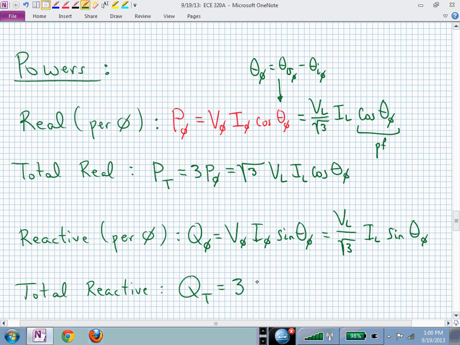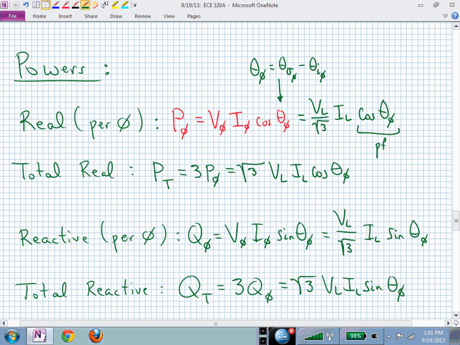This is now 3 of the per phase pieces, or that's now again this square root of 3 V line I line sine theta sub phi. And now you can see that three-phase power is like single-phase power, but now you have these square roots of 3 floating around occasionally, don't you? So it's not 3 times for the total unless you have the per phase piece, then it is 3 of those per phase pieces.